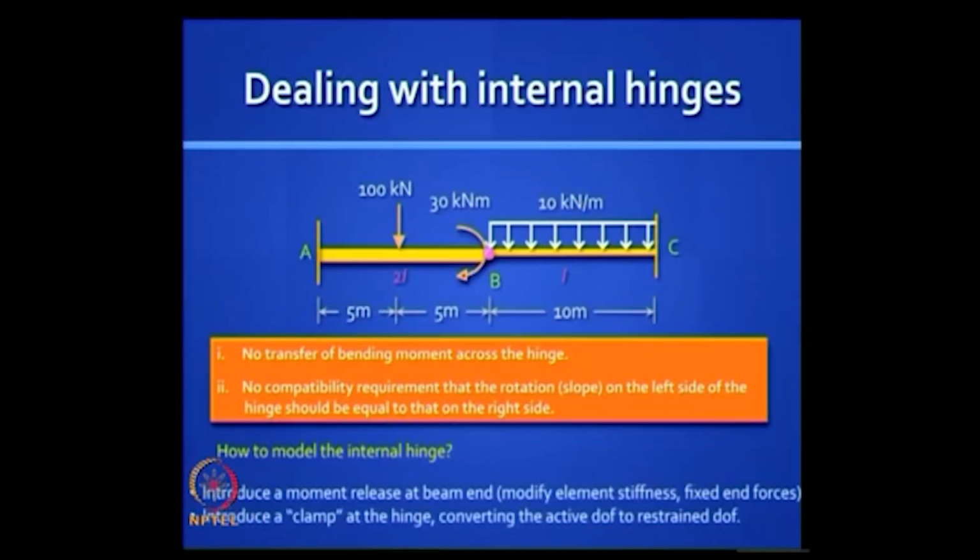The second thing you need to do is to introduce a clamp at the hinge whereby you convert D2 from an active degree of freedom to a restrained degree of freedom. You clamp it, otherwise you will get into difficulties. We will explain this one by one, okay. So let us take the first one.